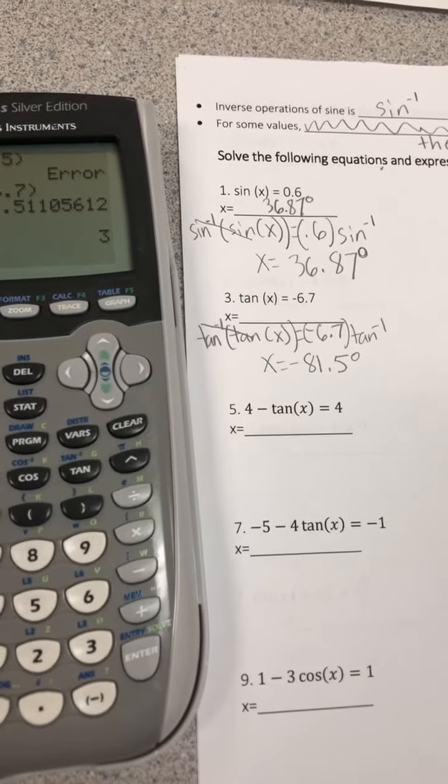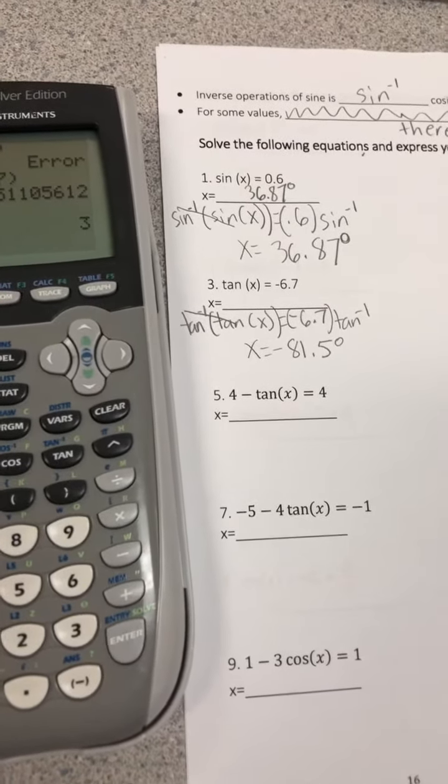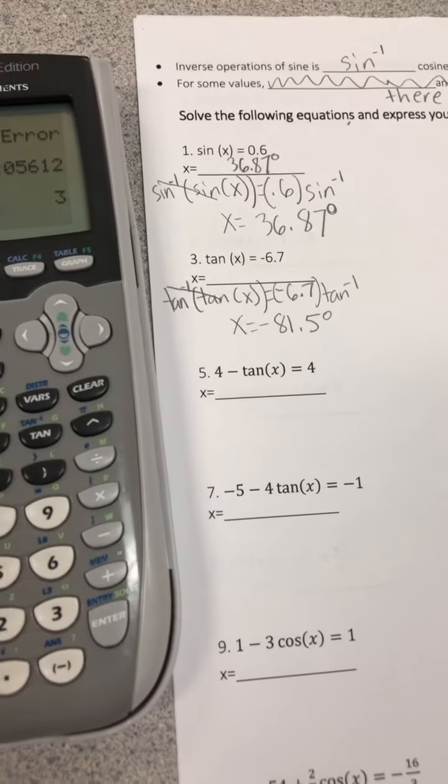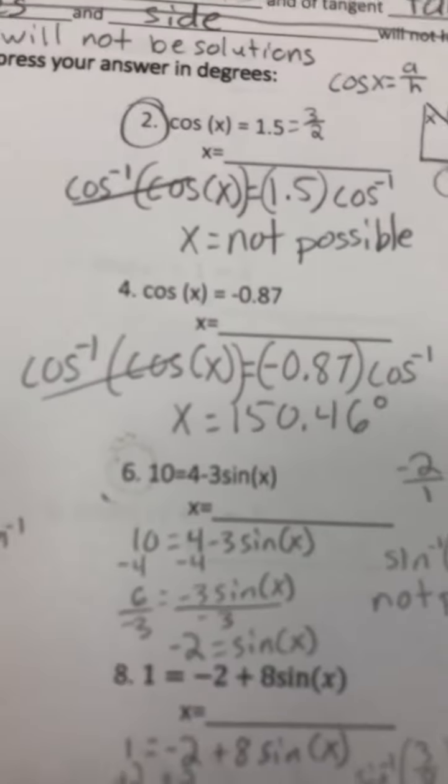Now pause the video and try 4 on your own. You should have gotten something similar to this.